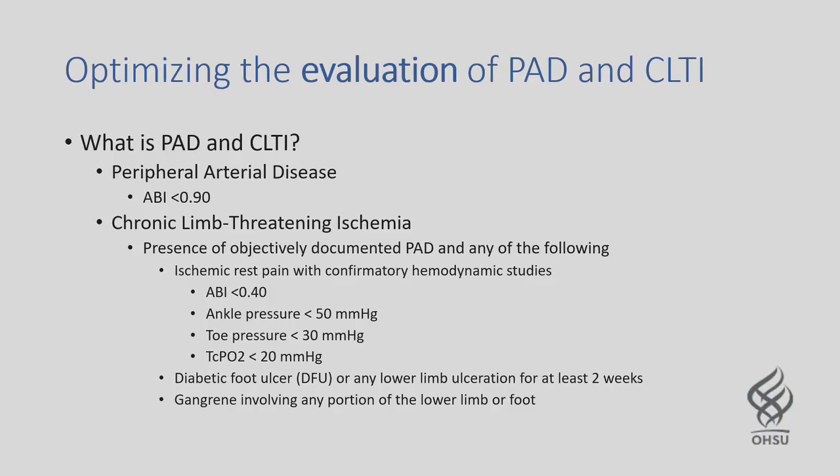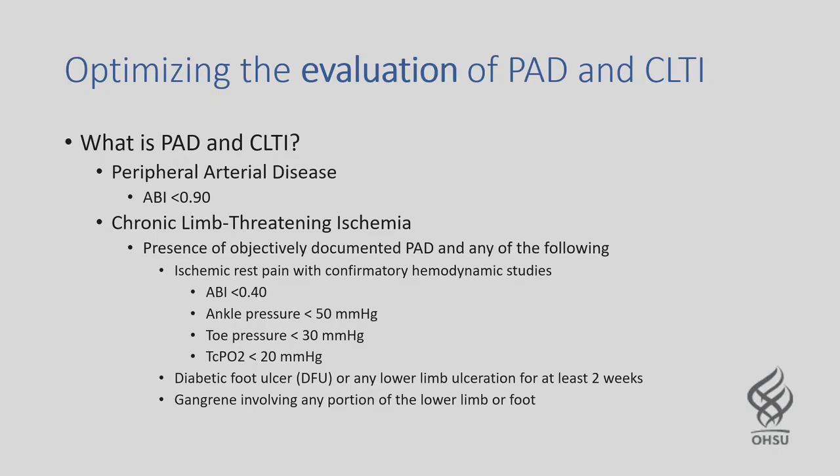And what that implies is there's objectively documented PAD, such as with an ABI or other imaging, and then you have one of three things: ischemic rest pain present in the patient, an ulcer such as a diabetic foot ulcer or any other ulceration present for at least 2 weeks, so a non-healing ulcer, or gangrene, which is pretty self-explanatory. I think ulcers and gangrene, you can tell what that is. Ischemic rest pain can be a little trickier.